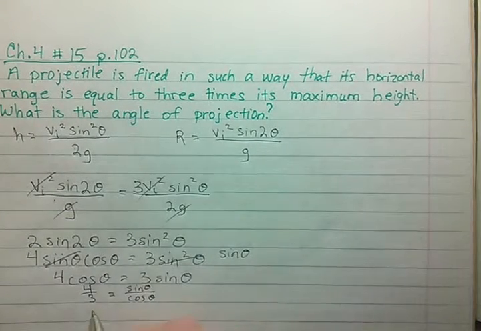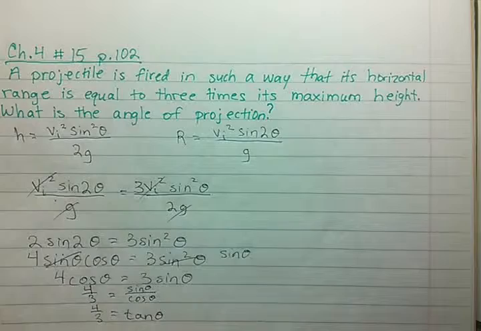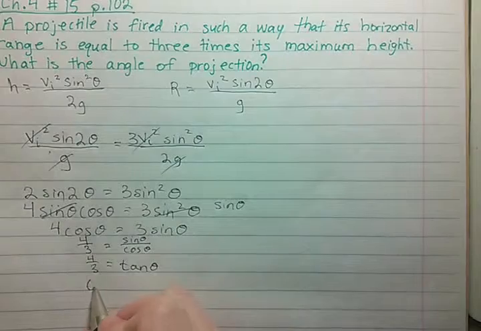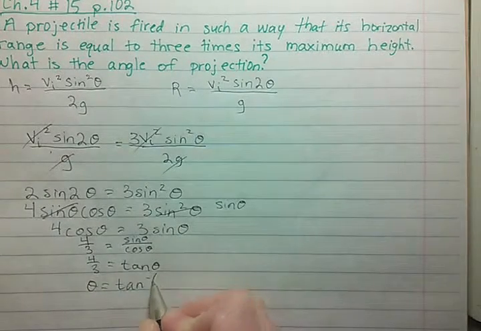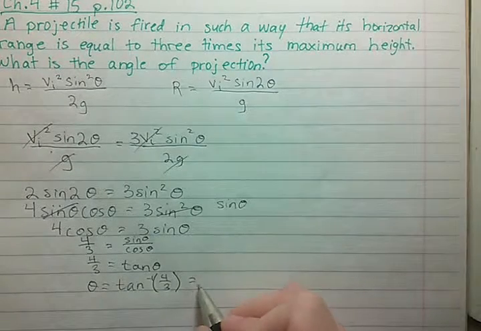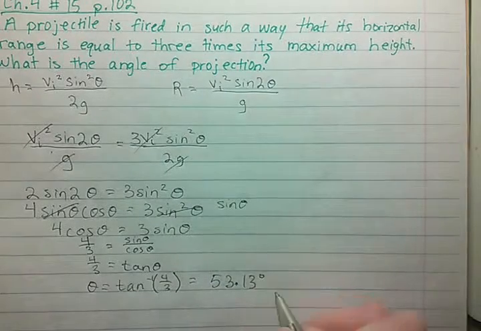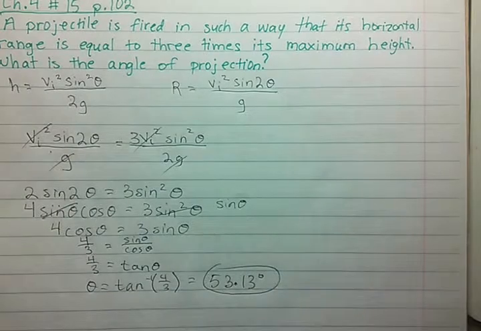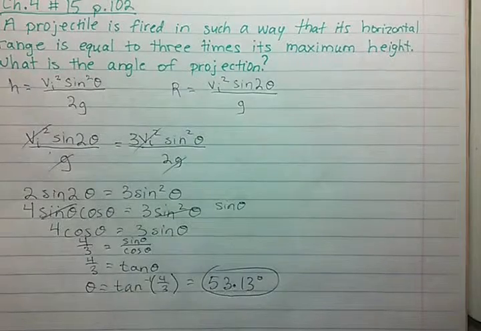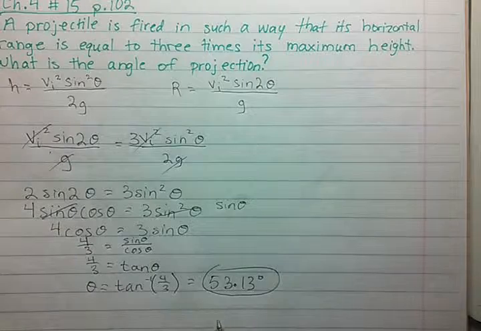And what's this? Well, that is simply equal to the tangent function. And then you can really easily solve for theta. So if you just take the inverse tan of both sides, you end up with 53.13 degrees. So what this means is that if you want a projectile's range to be 3 times its height, you will launch it, doesn't matter what speed, at an angle of 53.13 degrees.